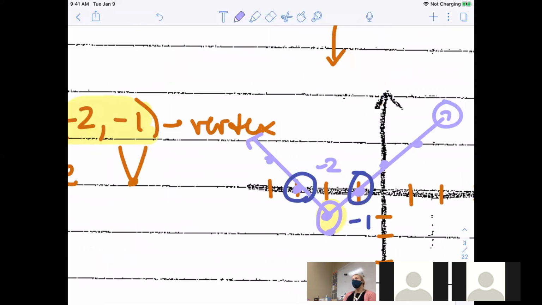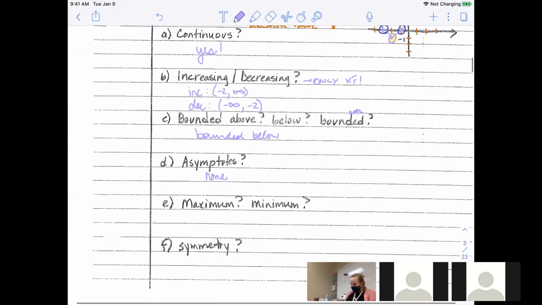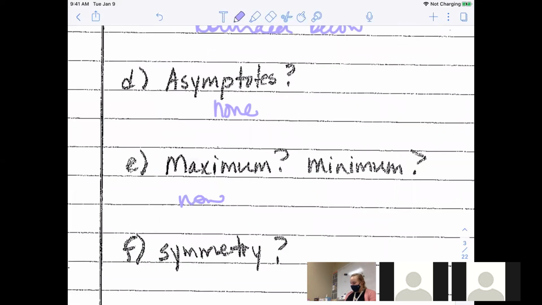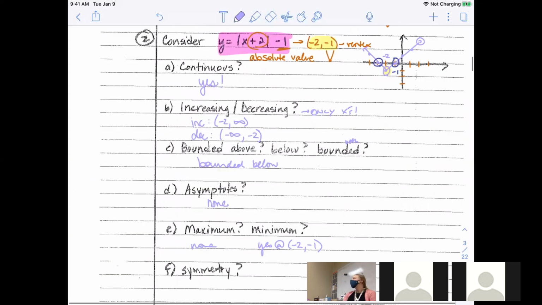I don't have a maximum because my arrows go up in both directions. And so it's just going to keep going forever. I'm never going to reach a high point. So I can write none for max. And for minimum, I can say yes. And I'm going to say at the point -2, -1. What about symmetry? Does that look symmetric? Yep, we'll say yes.